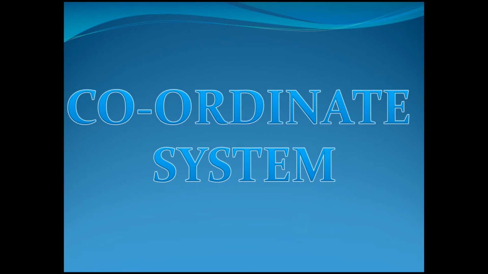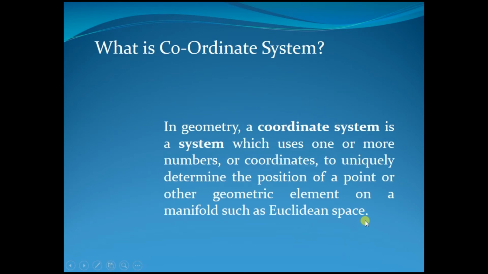Today we are going to see about coordinate system. What is coordinate system? In geometry, a coordinate system is a system which uses one or more numbers or coordinates to uniquely determine the position of a point or other geometry elements.